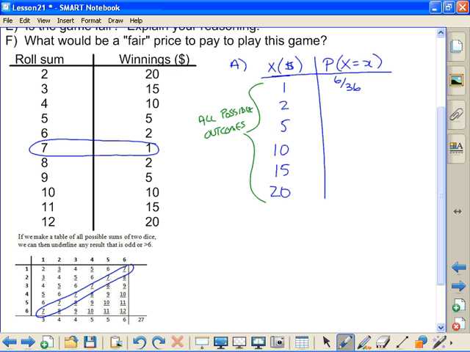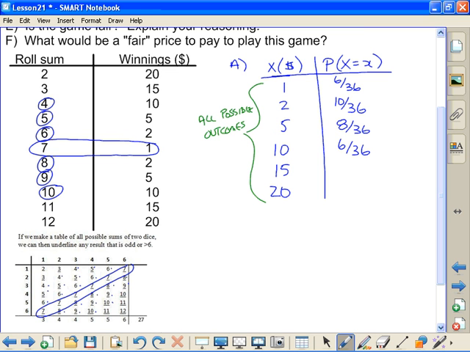To get a 2, I need to roll a 6 or an 8. So 1, 2, 3, 4, 5, 6, 7, 8, 9, 10. So there's 10 ways to win $2. The next one at $5 is a 5 and a 9. 1, 2, 3, 4, 5, 6, 7, 8. So an 8 in 36 chance. The $10, a 4 and a 10. 1, 2, 3, 4, 5, 6. So 6 in 36.